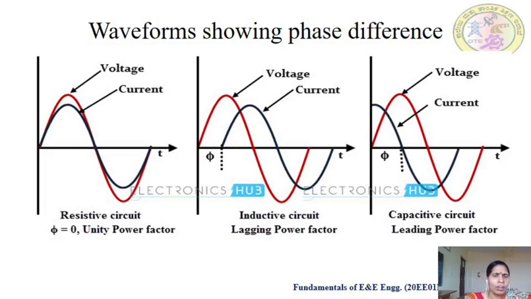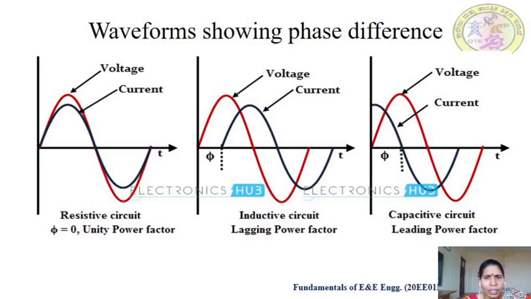In the first one, it is a resistive circuit where voltage and current are in phase. So there is no phase angle. Phase angle is equal to 0. Sin 0 is equal to 1. Therefore it is called unity power factor. The resistive circuit gives unity power factor. But no load is purely resistive. It consists of inductive as well as capacitive load.